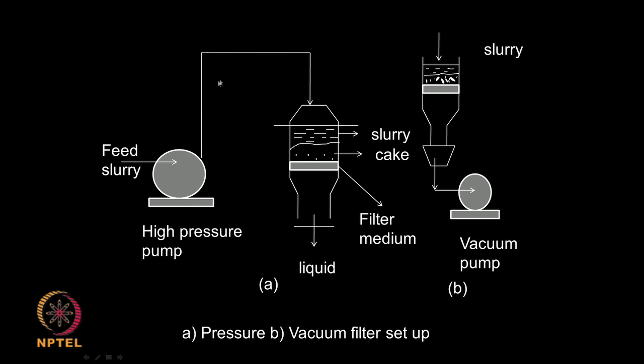So, pressure means the slurry is forced on top of the filter medium under pressure, whereas in the vacuum, a vacuum is used at the bottom, so that the slurry is sucked and solids are retained and the liquid flows down. So, both the techniques are commonly used, the pressure type and the vacuum type. If you are using a pressure type, we can achieve very large pressure gradients, whereas with vacuum you get only a delta P of 1 bar. So, that is the main difference between pressure and vacuum type filtration.